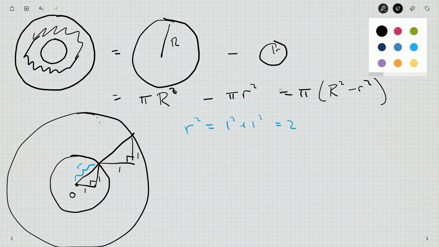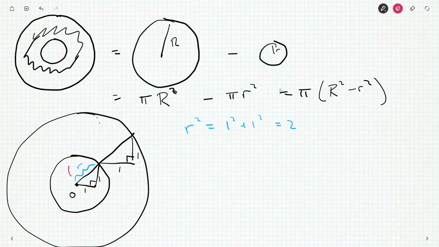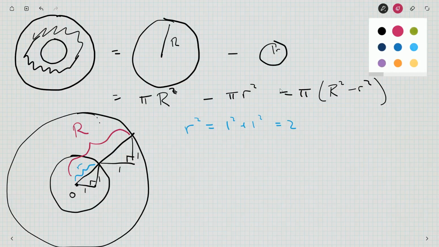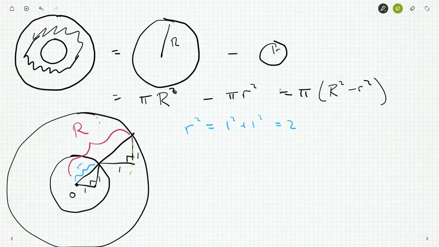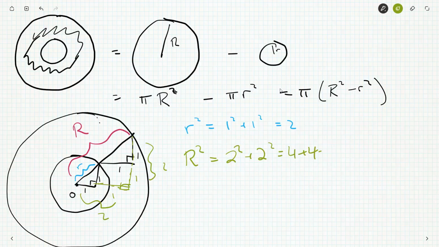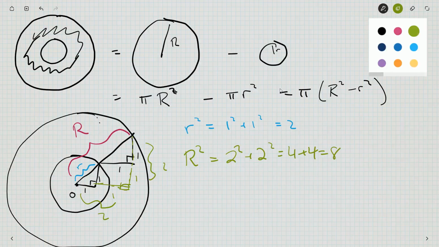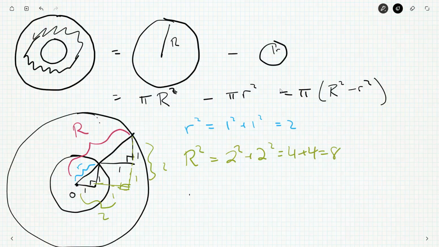Why bother? How about the big one? Well, it's still going to be from O. So here's big R. Now we don't have a right angle triangle. Or do we? So just extend these guys down here. It's a rectangle, so we're going to have a right angle there. We're also going to have ones and ones, so this side here is 2. This side here is 2. So now capital R squared is 2 squared plus 2 squared, 4 plus 4, 8. And again, we could square root and get capital R, but it doesn't matter.